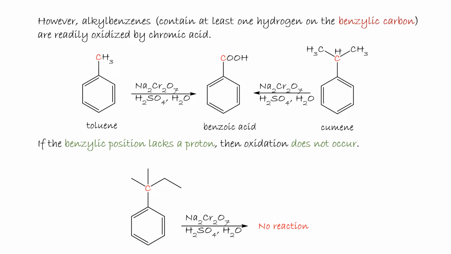However, alkyl benzene containing at least one hydrogen on the benzylic carbon, this is the benzylic carbon, here we have in toluene 3 hydrogens, it oxidizes the toluene to benzoic acid, CH3 to COOH. Also cumene, here isopropyl group, this benzylic carbon has 1 hydrogen. It oxidizes it to carboxylic acid, again benzoic acid.